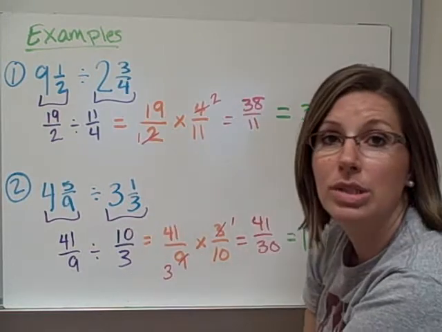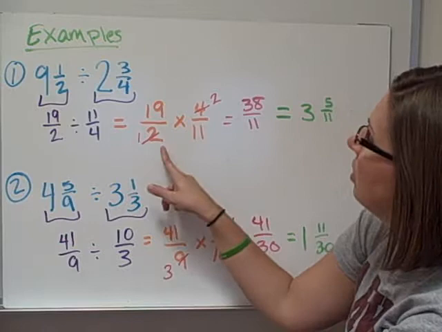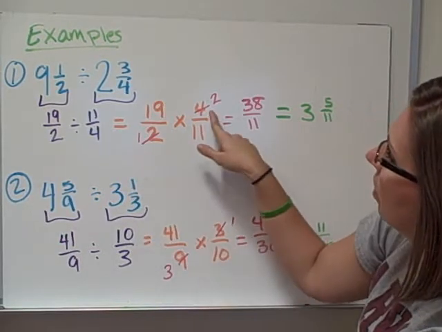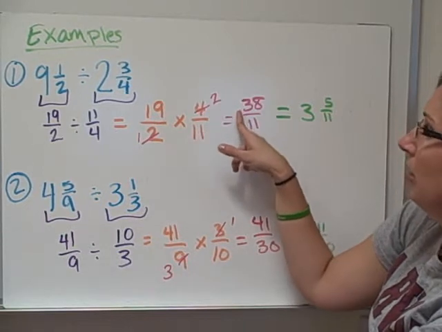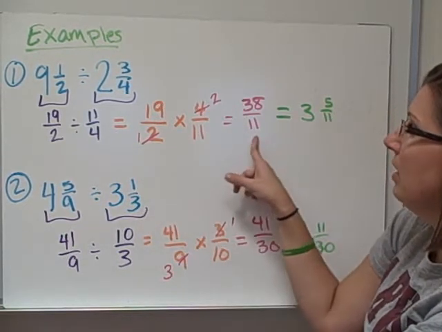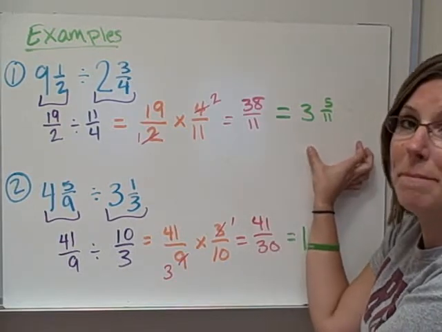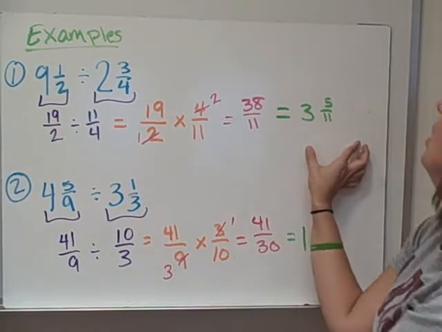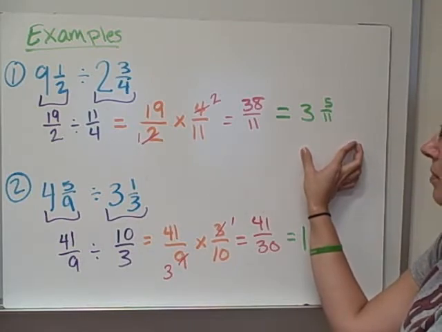Again, I'm going to cross-reduce so that I don't have to multiply really big numbers together. So 2 goes into 2 one time, 2 goes into 4 twice. 19 times 2 is 38, 1 times 11 is 11, and then I just simplify my improper fraction back into a mixed number. So I get 3 and 5/11 as my final answer.